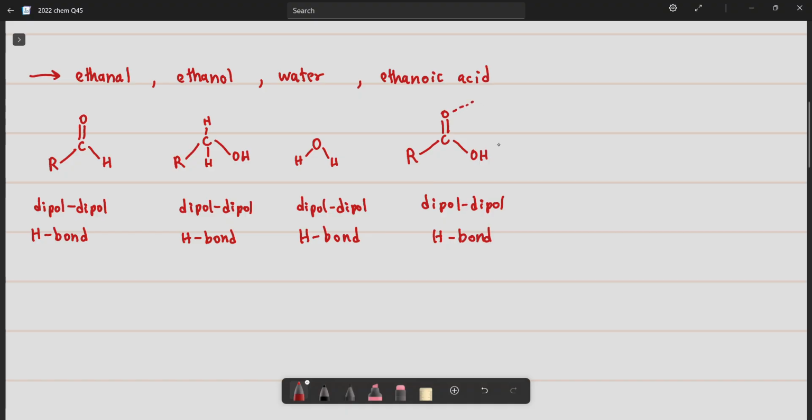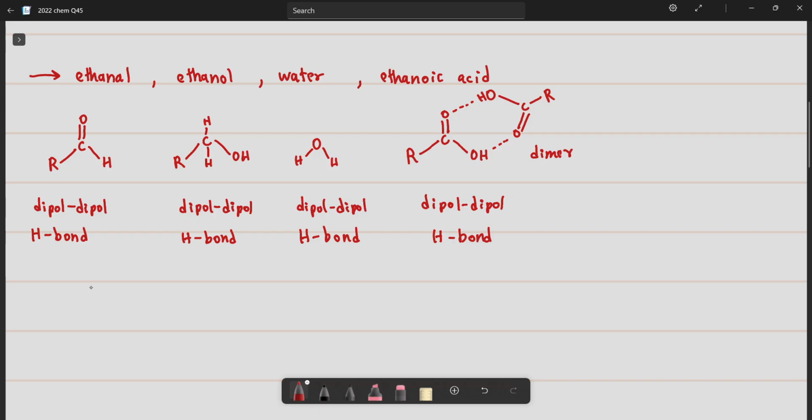With other carboxylic acids, the ethanoic acid can easily form in this way. It can also form a dimer. This structure is known as a dimer. Okay, so like this it can easily form two hydrogen bonds, forming a stable structure which we call a dimer. And that's what has the highest boiling point in this given mixture.